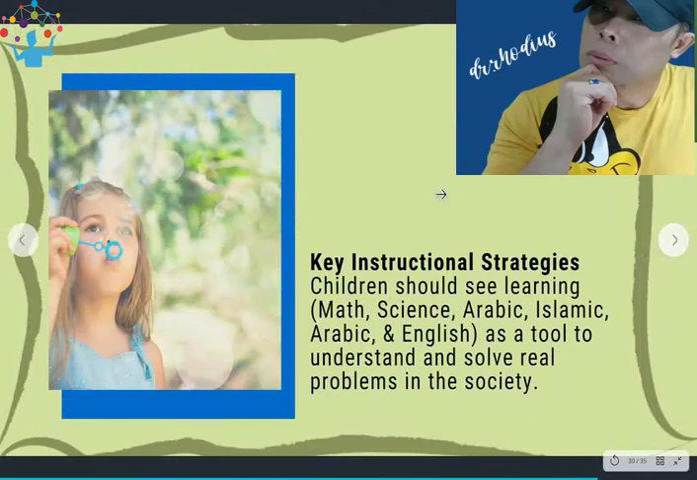Children should see learning math, science, Arabic, Islamic studies, and English as a tool to understand and solve real problems in this society. So the constructivists look at the subjects that we teach as merely tools. They are just tools to strengthen experiences, to build useful, meaningful experiences that will be useful for children in the future. So it's not just teaching for the sake of teaching. The value of what we teach should be very useful to solve problems in society.